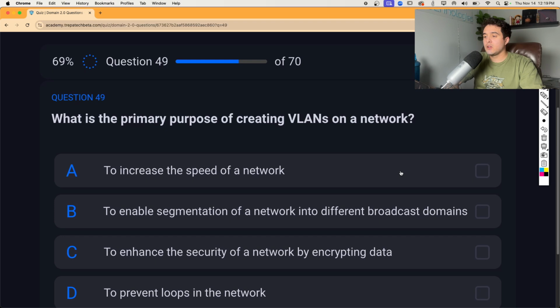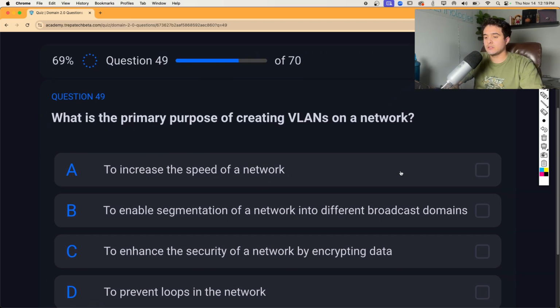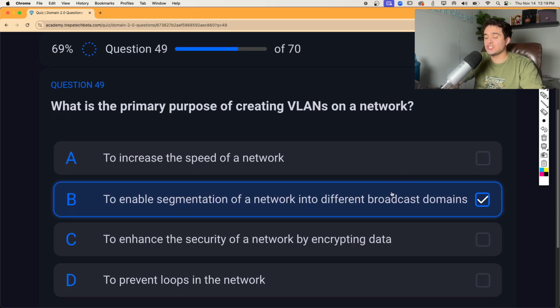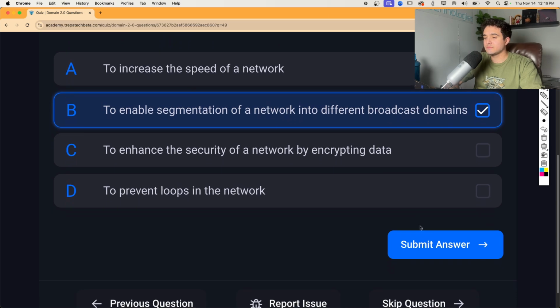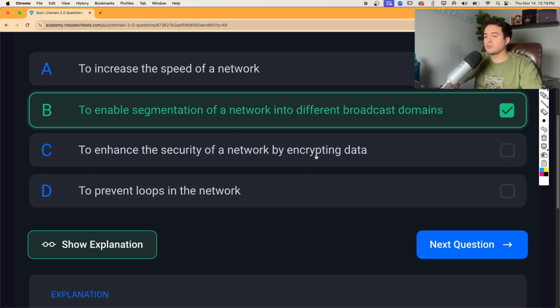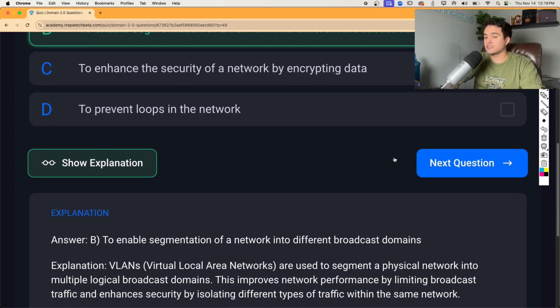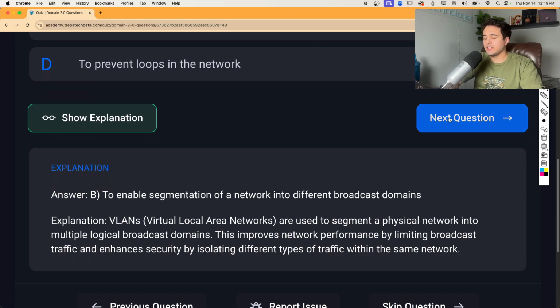Question 49. What is the primary purpose of creating VLANs on a network? That's segmentation, to enable segmentation on layer 2, correlating different broadcast domains and subnets. So we're going to go with B, to enable segmentation of a network into different broadcast domains. Pause the video if you'd like to read the explanation.